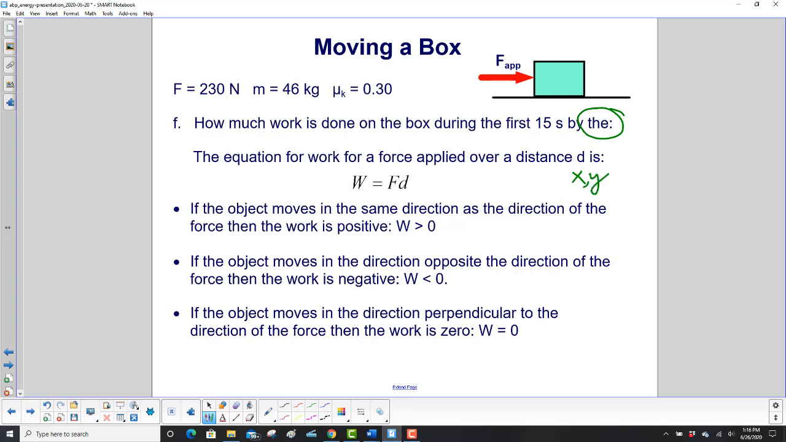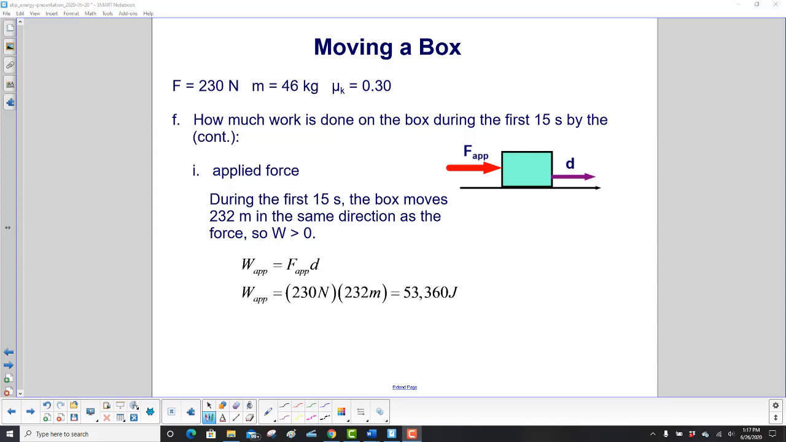whatever variable you want to use is W is equal to Fd. If the object moves in the same direction as the direction of the force, then the work is positive. Work is greater than 0. If the object moves in the direction opposite the direction of the force, then we have negative work. If the object is moving in a direction perpendicular to the direction of the force, then the work is 0. So that will help us with the next few questions.